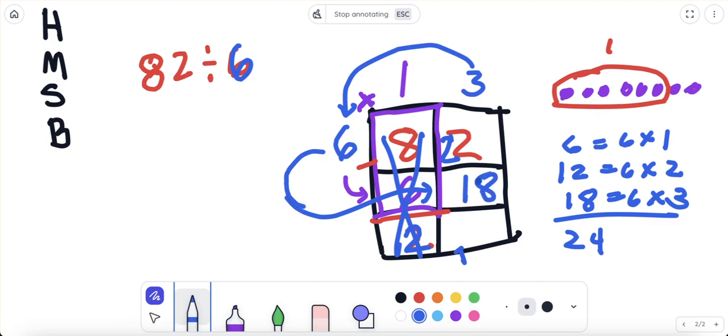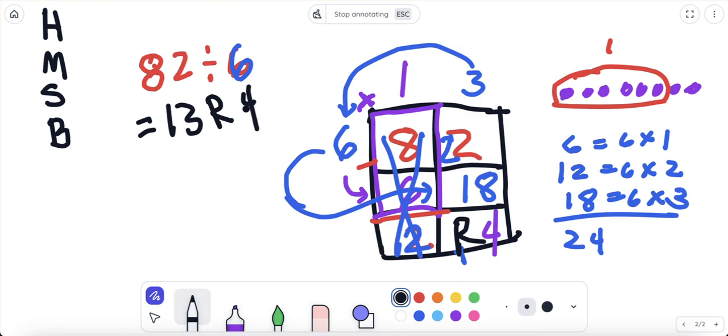Now we're going to subtract: 22 minus 18, and the answer is 4. Since we don't have any other number here, this will be our remainder. So our answer is 13 remainder 4.